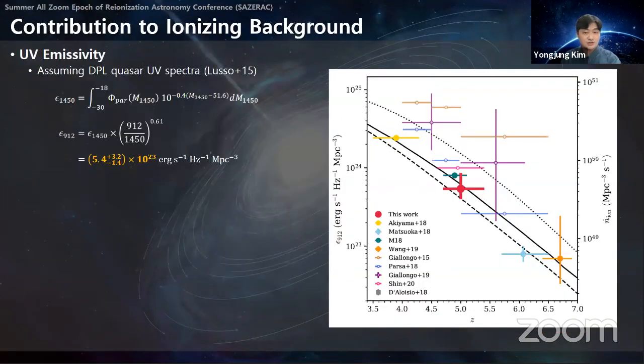We also calculate the UV emissivity by quasars under several assumptions. Despite the extrapolation of our QLF at magnitudes fainter than -23, the emissivity contribution at that magnitude is insignificant with our QLF. So we estimate the emissivity down to -8 in magnitude, and the observed emissivity is shown as the red circles in the right figure. And this value is the lowest value at redshift 5.